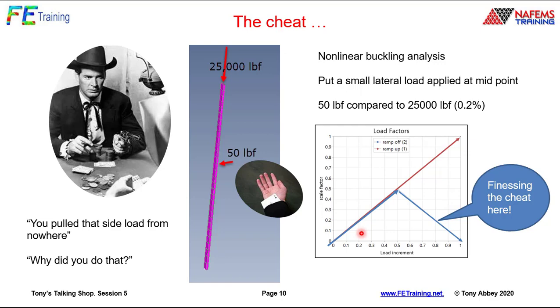Now I finesse the cheat a little bit. So what I do is, this is the red curve going all the way up, this is the ramp up, which is applied to the first load, which is 25,000 pound. So that just keeps going onwards and upwards till it gets to the 100%. My little push load, I take up to half the level here, so I actually take it up to, in fact, 25-pound force, and then I ramp it off down in here.